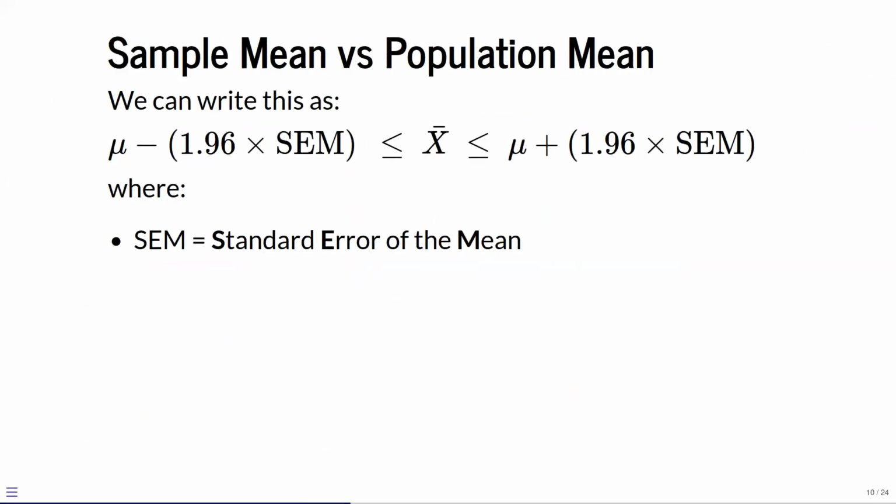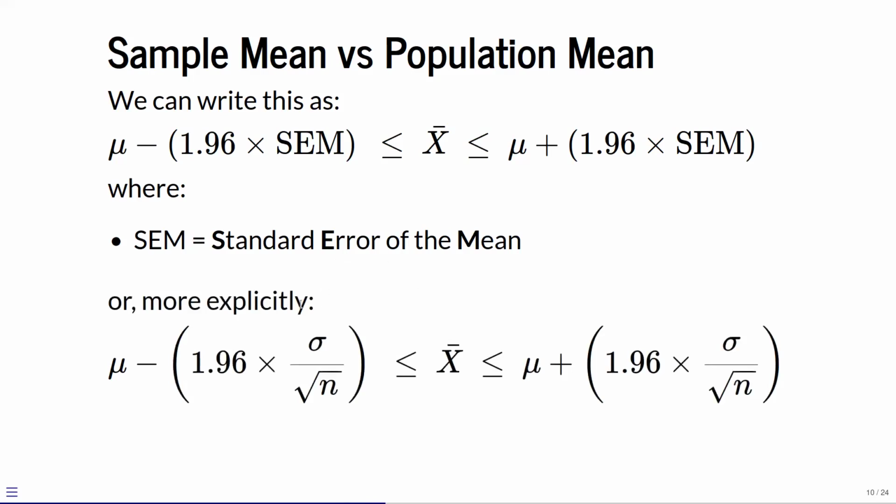We can write this as an inequality. In the middle, we have the sample mean, x bar, and it should be within 1.96 standard deviations of the population mean, mu. So we have the population mean mu here. We have 1.96 here. And because SEM, standard error of the mean, is the standard deviation of the sample means, we multiply that by 1.96 to get 1.96 standard deviations. And this is just the previous idea expressed as an inequality.